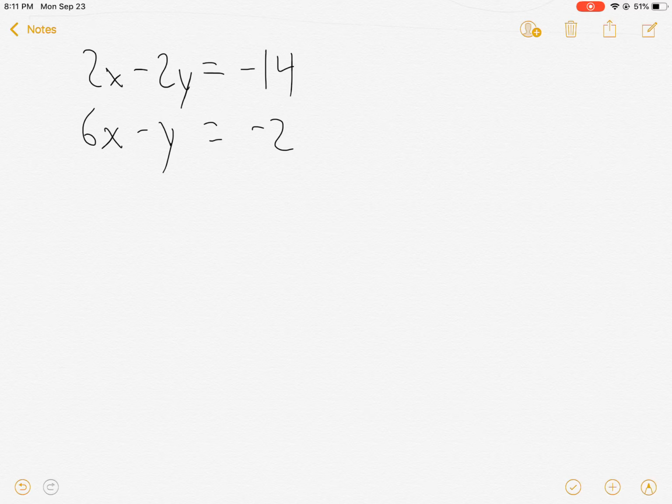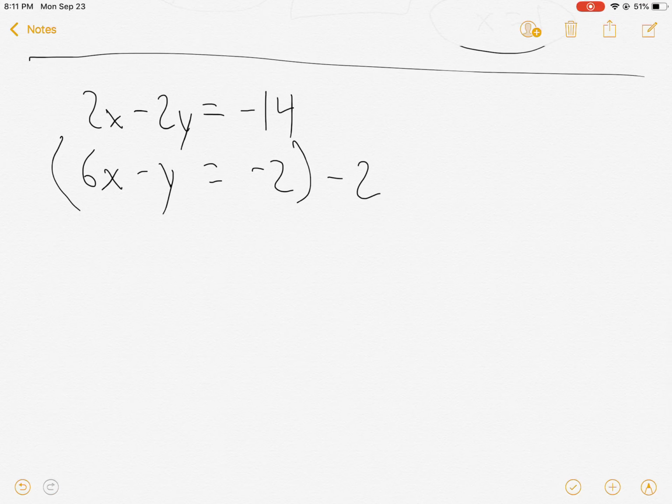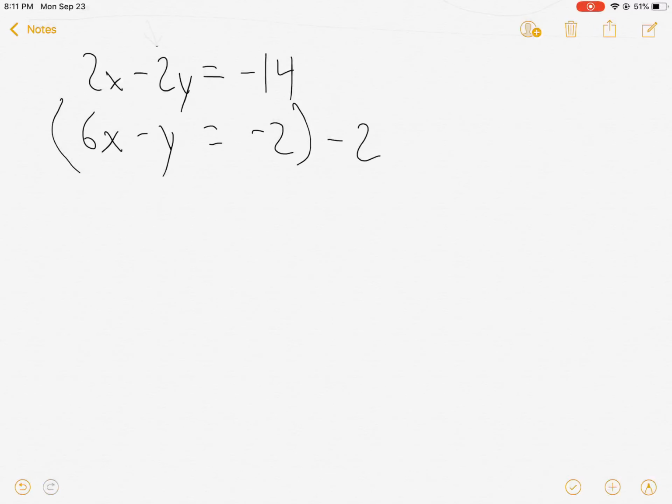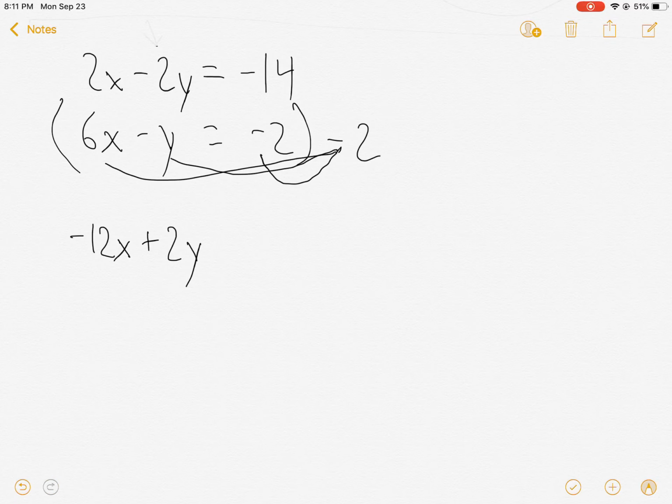Other than that, though, it's up to us how we want to do this. The easiest way, I think, would be to take the second equation and multiply that by a negative 2, because I already have a 2 in the first equation, so the 2's will just cancel out. To do that, I'm going to rewrite down here: negative 2 times 6x is a negative 12x. Negative 2 times negative y, the double negative makes it a positive 2y. And then negative 2 times negative 2 gives me a positive 4.